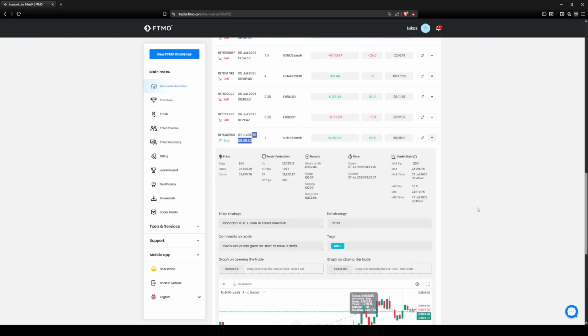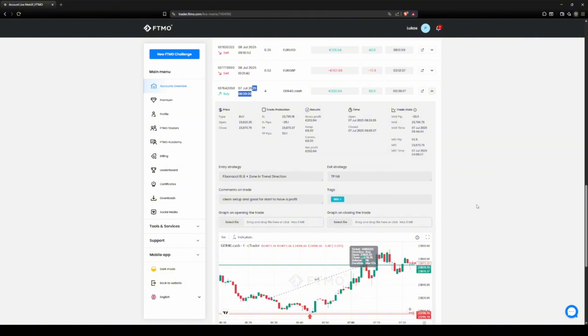It was a German 40 trade, so that's the German index, which is called DAX. And like I already told in my basic technical analysis videos, I will link the playlist in the top right corner, I work very much with the Fibonacci tool of TradingView and zones and trend structures. Those are my main trading signals to enter a trade.